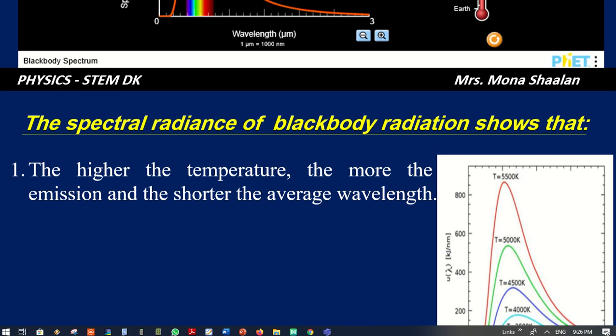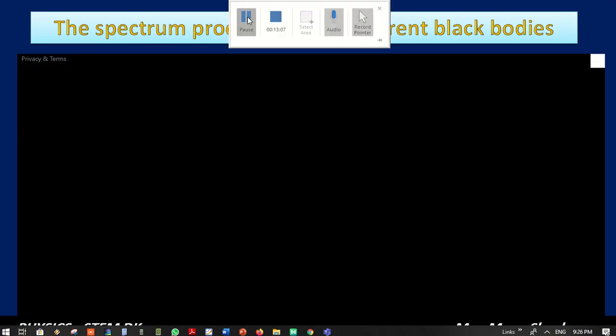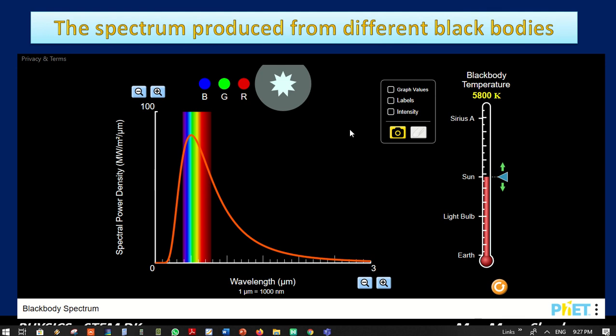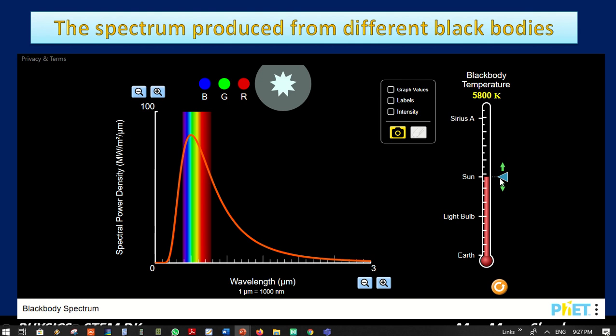The spectrum produced from different black bodies, we'll discuss it, by varying black body objects due to changes of their temperatures. Here is the intensity for the sun, whose temperature is about 5800 Kelvin. This is the spectrum produced.